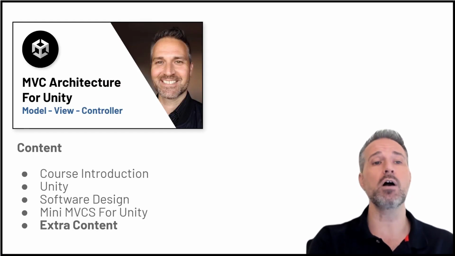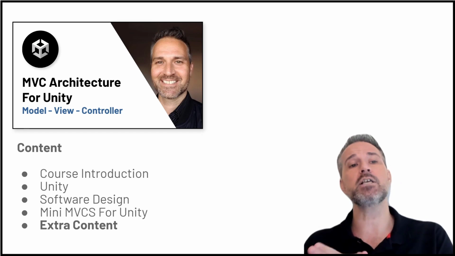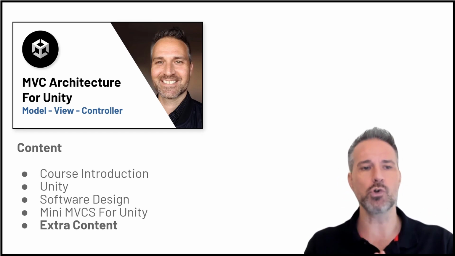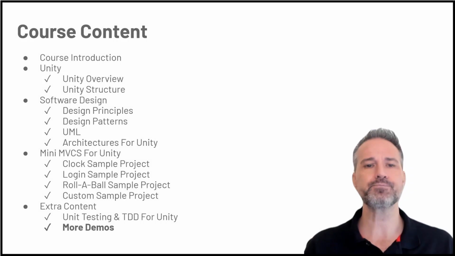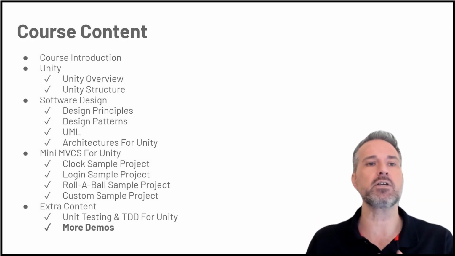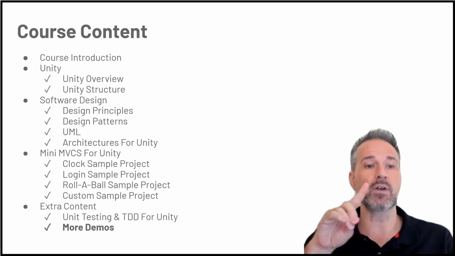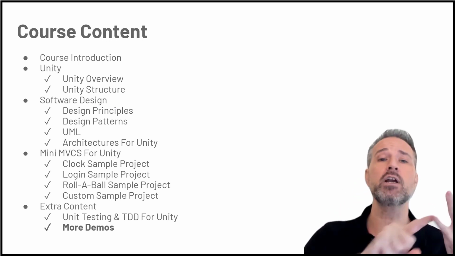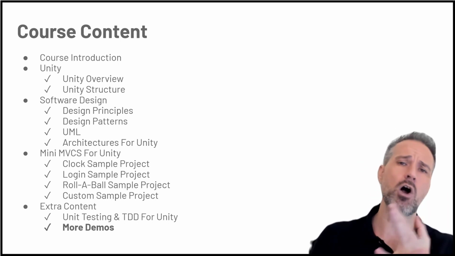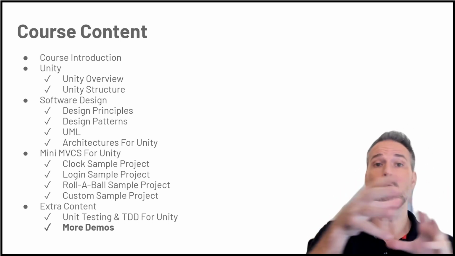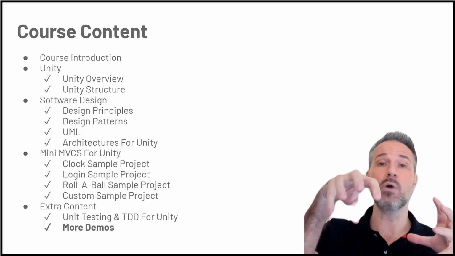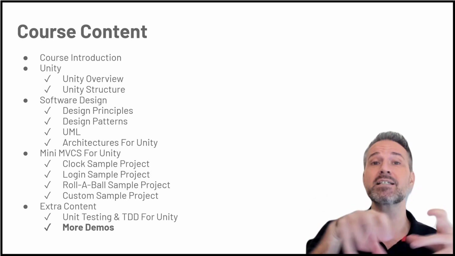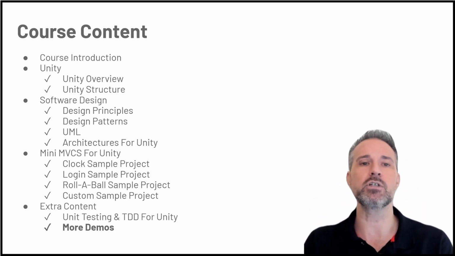So this is part of a course, which is the MVC Architecture for Unity course. MVC stands for Model, View, and Controller. The high-level content is here. Even deeper looking at the course content, we can see that we've got different sample projects. So the course goes over how to create a simple clock, how to create a login, how to have the roll-a-ball Unity demo, where you have a ball moving with physics, collecting different cubes and scoring points. It's a classic Unity project.